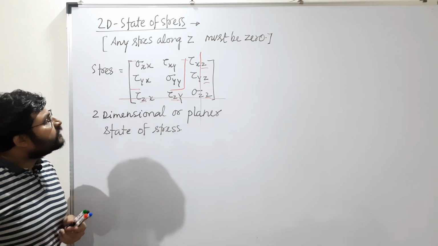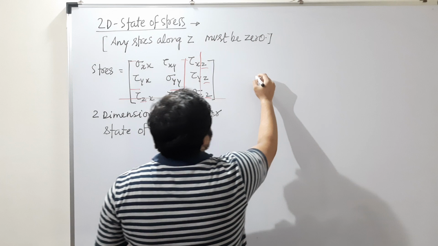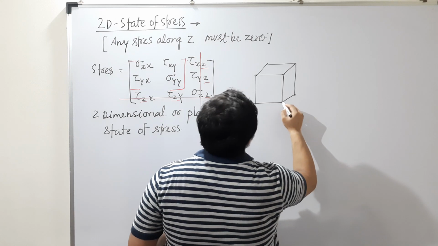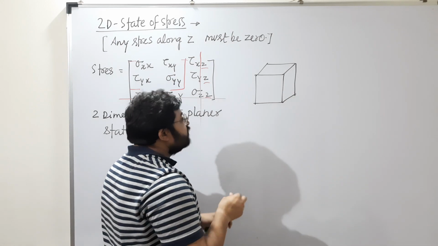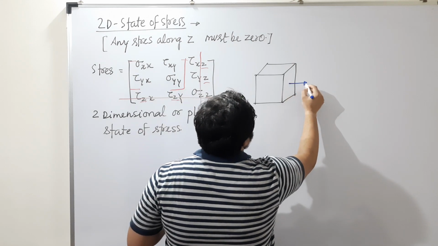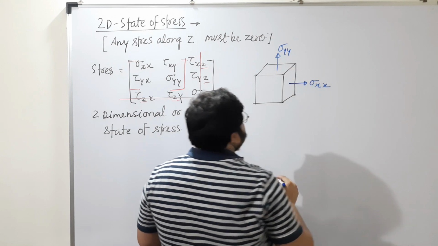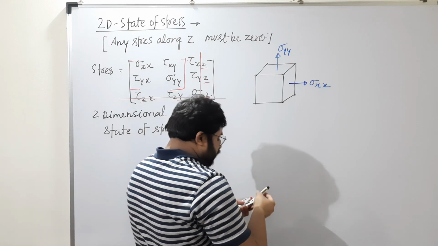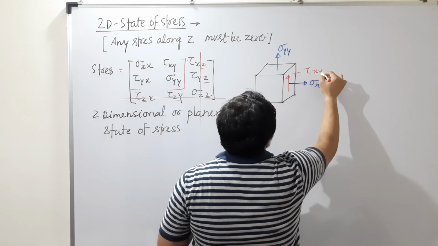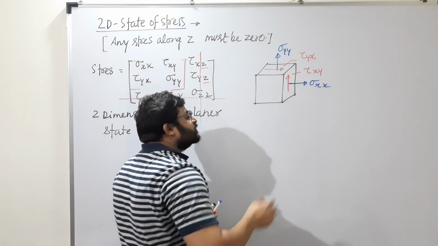Now, if you want to represent it in a diagram, how to go for that? Let us draw that cube again. Now we need to mention only that part in which we have sigma xx and sigma yy. The z terms we need to remove, so we can still mention tau xy and tau yx, but not the z direction. Z direction we have to eliminate.